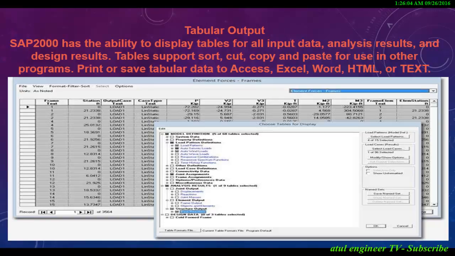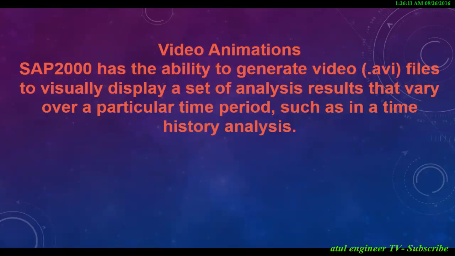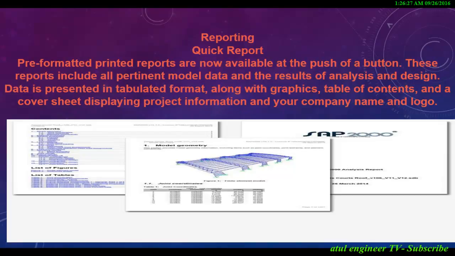Tabular output. SAP 2000 has the ability to display tables for all input data, analysis results, and design results. Tables support sort, cut, copy, and paste for use in other programs. Print or save tabular data to access Excel, Word, HTML, or text. Video animations. SAP 2000 has the ability to generate video .avi files to visually display a set of analysis results that vary over a particular time period, such as in a time history analysis.